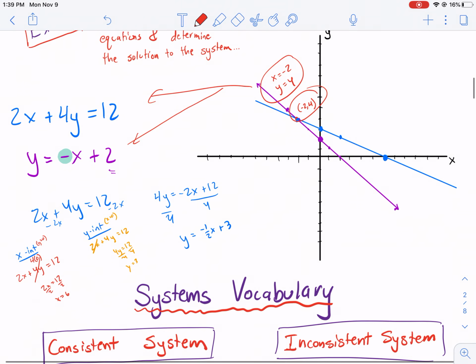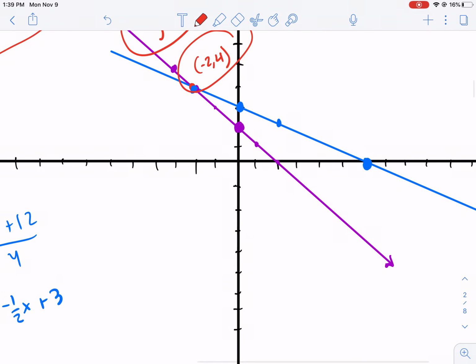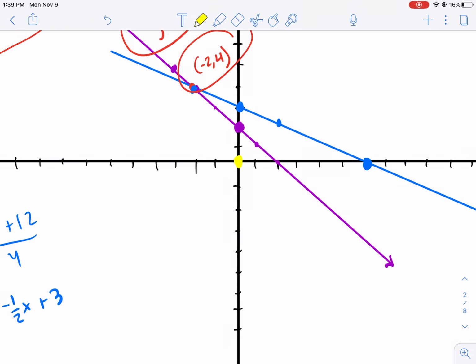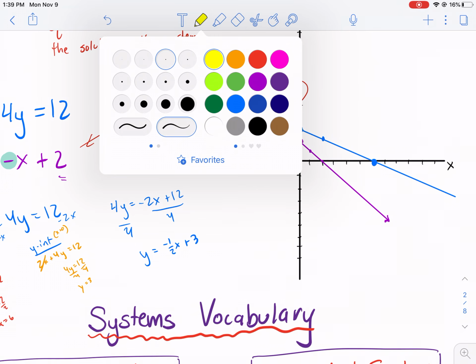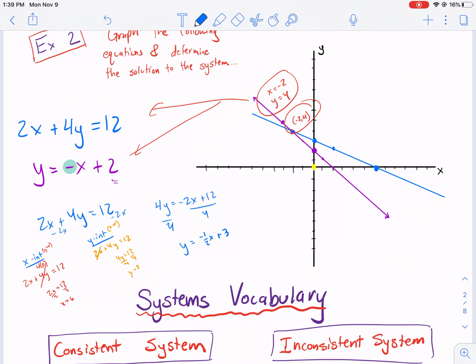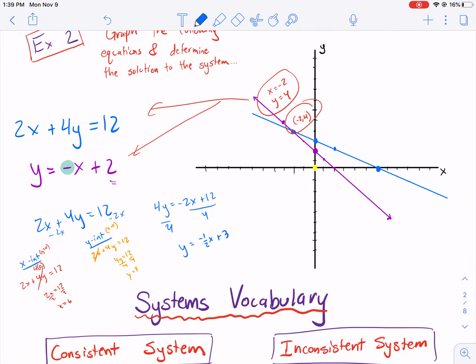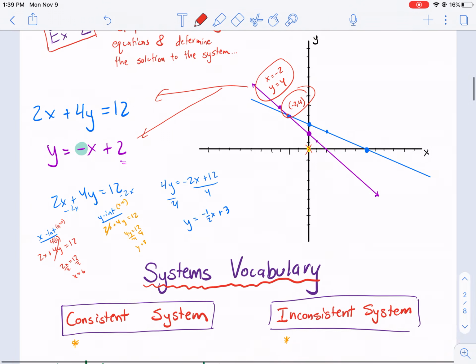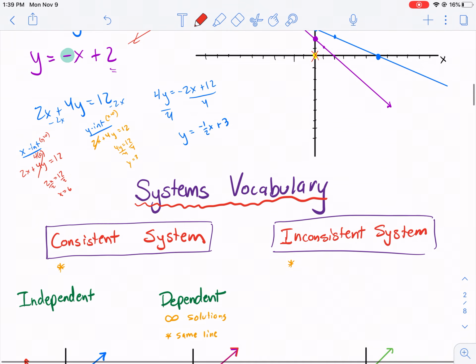Okay, now if I plugged in 0, 0, again, this is kind of like just my reference point. If I plugged in 0, 0, let's make it yellow because it's not good. If I plug in 0, 0, it's not going to make a true statement. Because then I would get, for blue, 0 plus 0 equals 12. That's not true. And then for purple, I'd get 0 equals 2. That's not true. So 0, 0 is not a solution, but negative 2, 4 is. That's what it means to have a solution to a system.